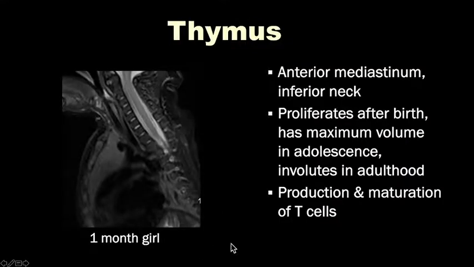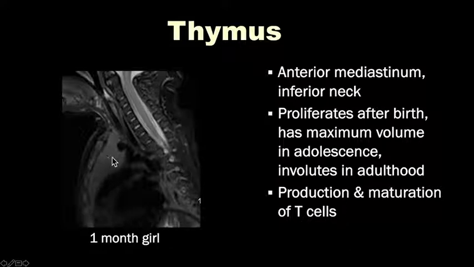It's worthwhile to talk about the normal thymus because we do see it a lot in pediatrics almost every day. It resides in the anterior mediastinum and inferior neck. It proliferates after birth, and relative to the chest, it has a maximum appearance during infancy, but the absolute volume is actually maximum in adolescence, and then it involutes in adulthood. It's important for the maturation of the immune system, especially the T cells, and it also produces T cells.